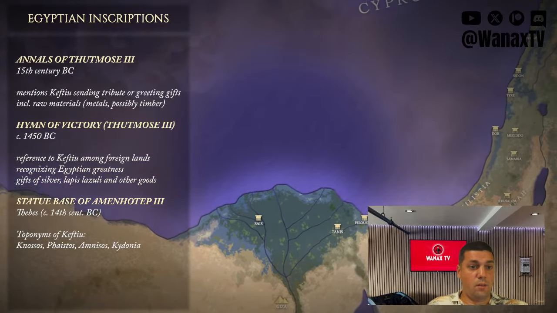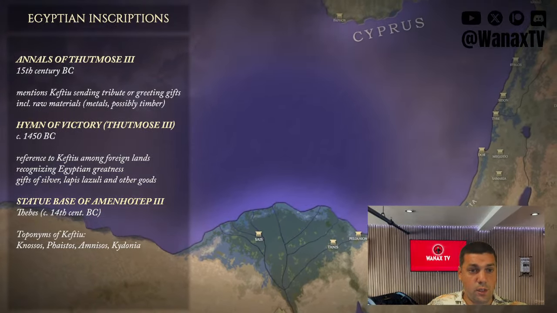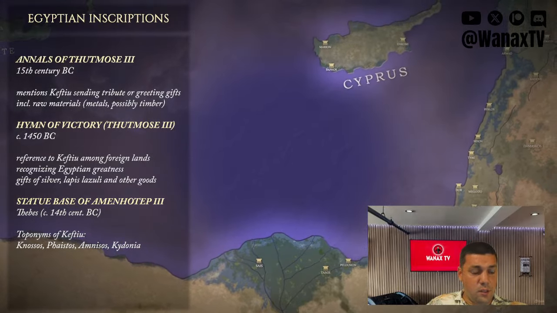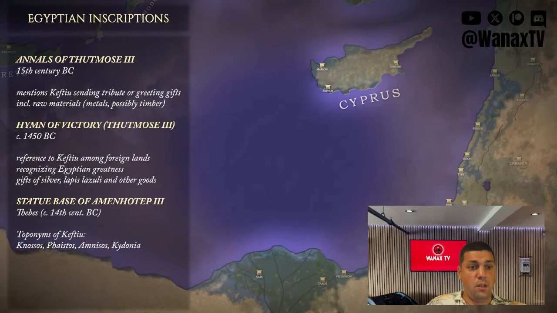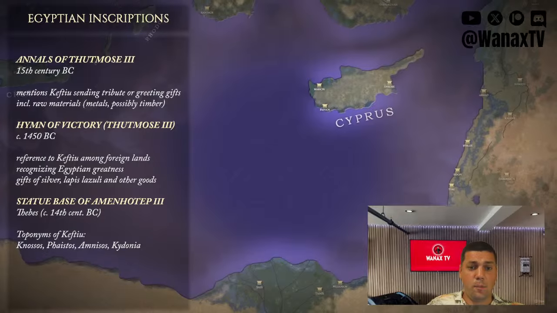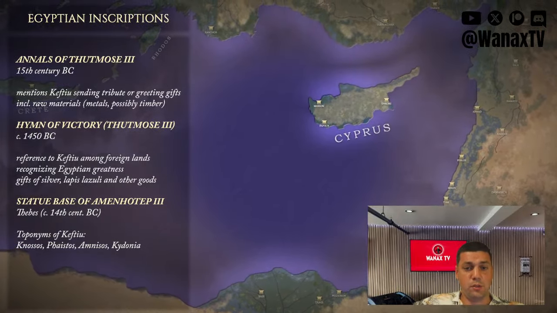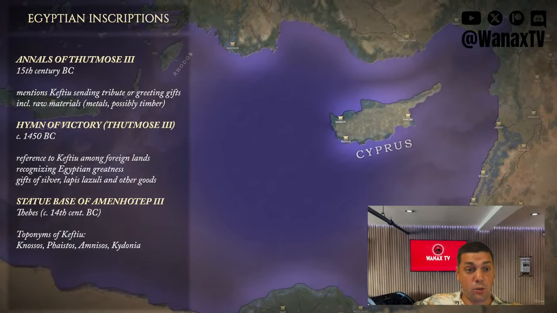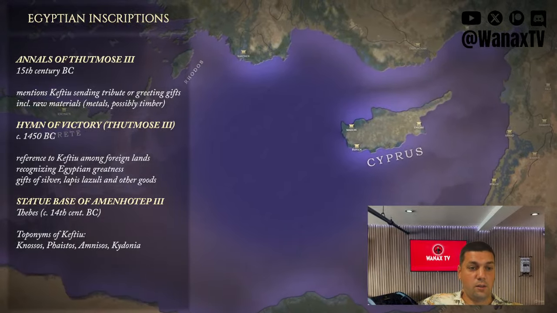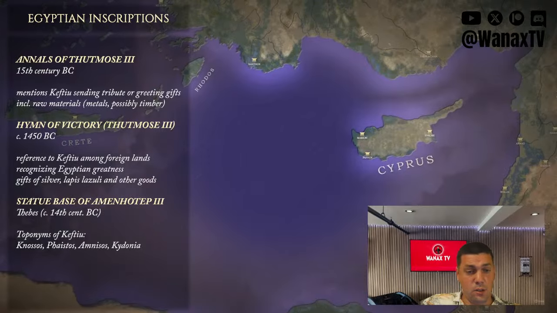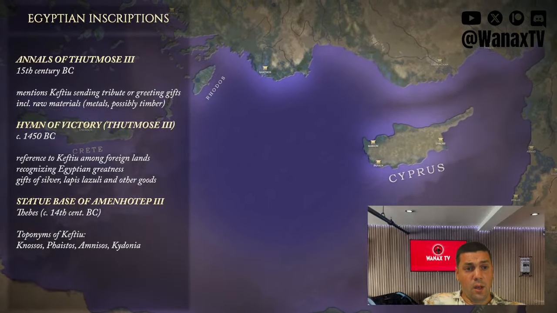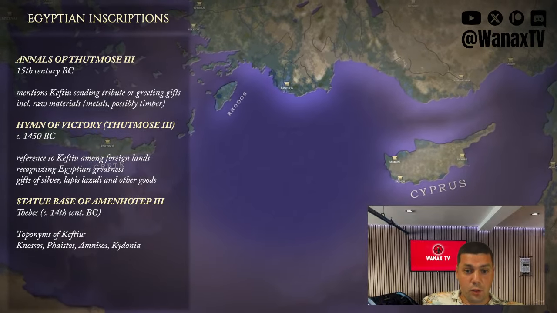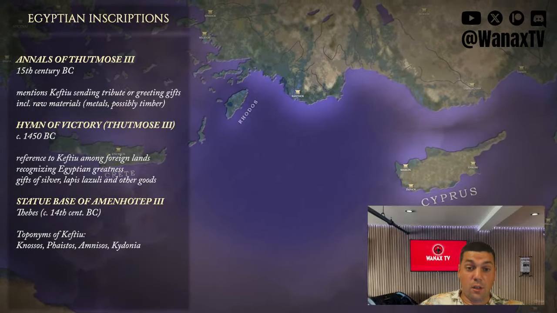And we have a hymn of victory also dated to Thutmose III, attributed to his reign at around 1450 BC, another reference to the Keftiu, and he mentions the Keftiu among the foreign lands, recognizing the Egyptian greatness, Egyptian power, and another set of gifts was sent by the Minoans to the Egyptian pharaoh, and that consists of silver, lapis lazuli, and other goods. And this happened during the military campaigns of Thutmose III in the Levant.